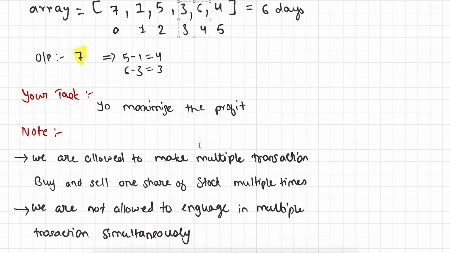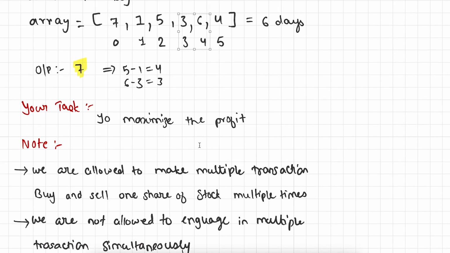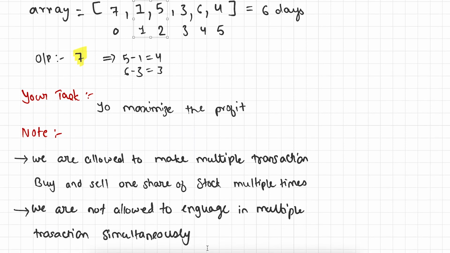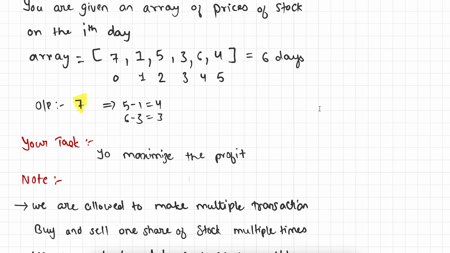The second thing is, we are not allowed to engage in multiple transactions simultaneously. It means that once we buy a stock, we cannot buy another stock. To buy another stock, we have to first sell the stock that we are holding, then we can buy another stock on another day. So these two things we should take care of while solving this problem. This is all about this problem.